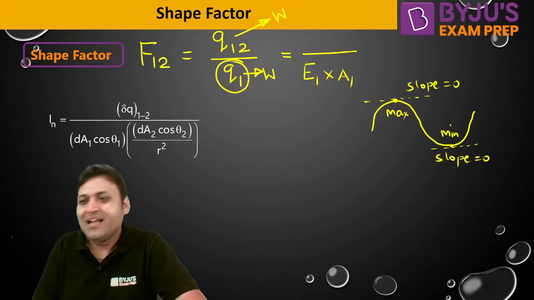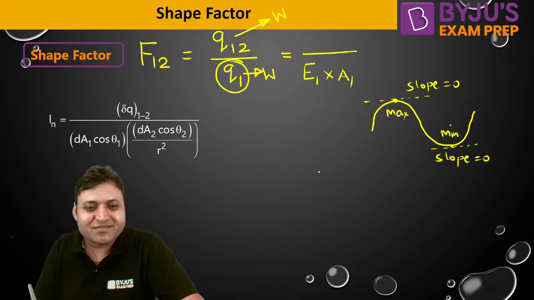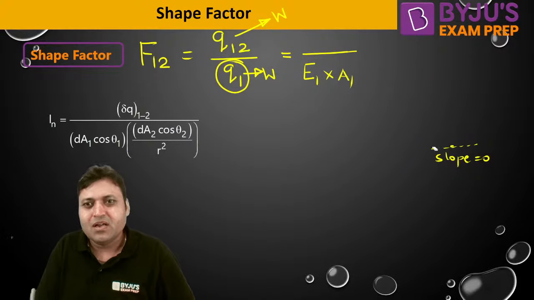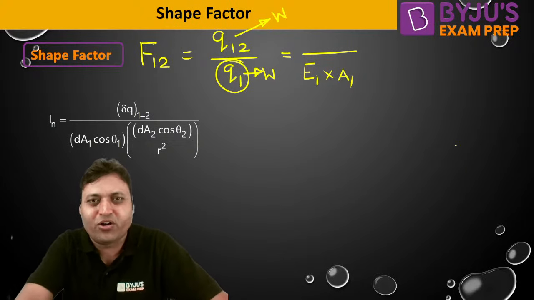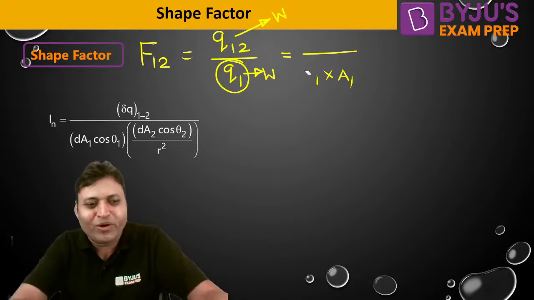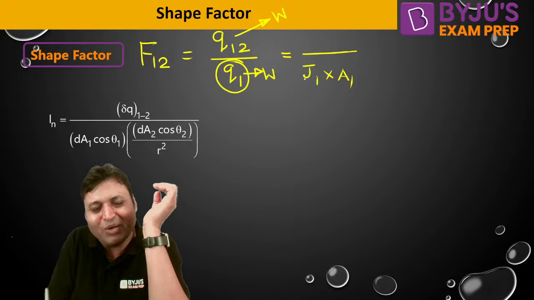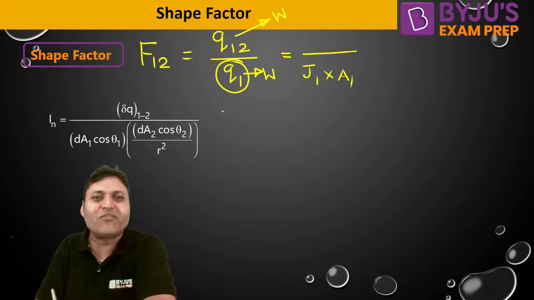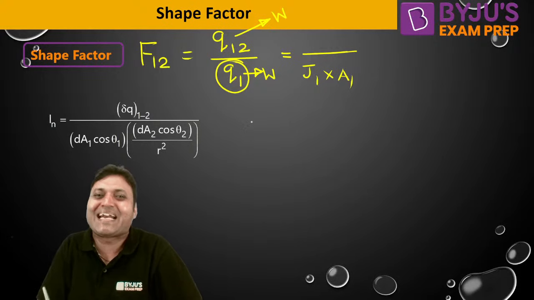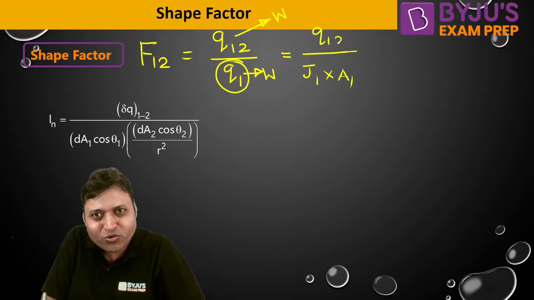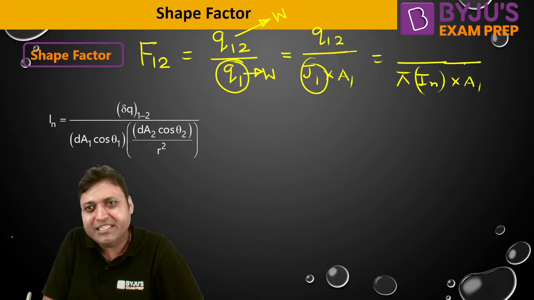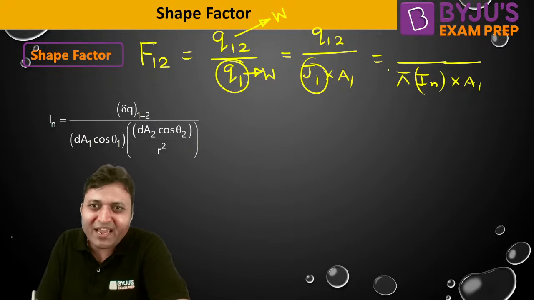Isn't it? Now, my question to everyone. Is this clear, Susan? Is this A1 into E1 or not? Let me tell you, it will not be A1 into E1, it will be J1 into A1. Because the total amount of radiation leaving the surface will be calculated by the radiosity. And J1 can be written as pi times of In. Can we write J1 as pi In?